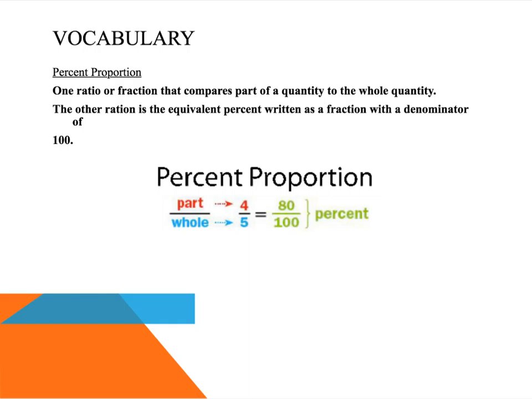Percent proportion. One ratio or fraction that compares part of the quantity to the whole quantity. That's kind of a lot of words, but if you look at it here, you've got part compared to whole. The other ratio is the equivalent percent written as a fraction with a denominator of 100. So remember, we've got the percent here, and percent is always 100. Copy this percent proportion down in your notes.